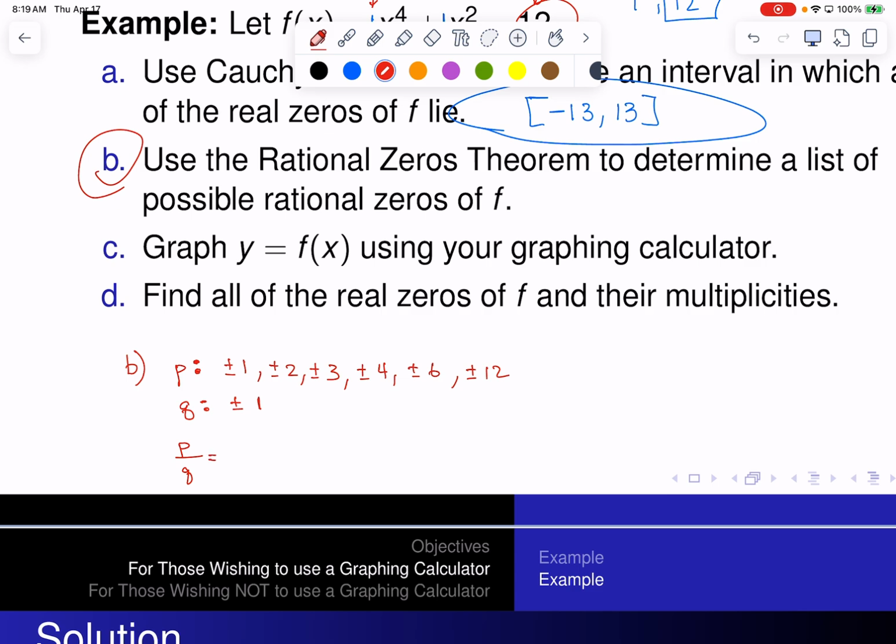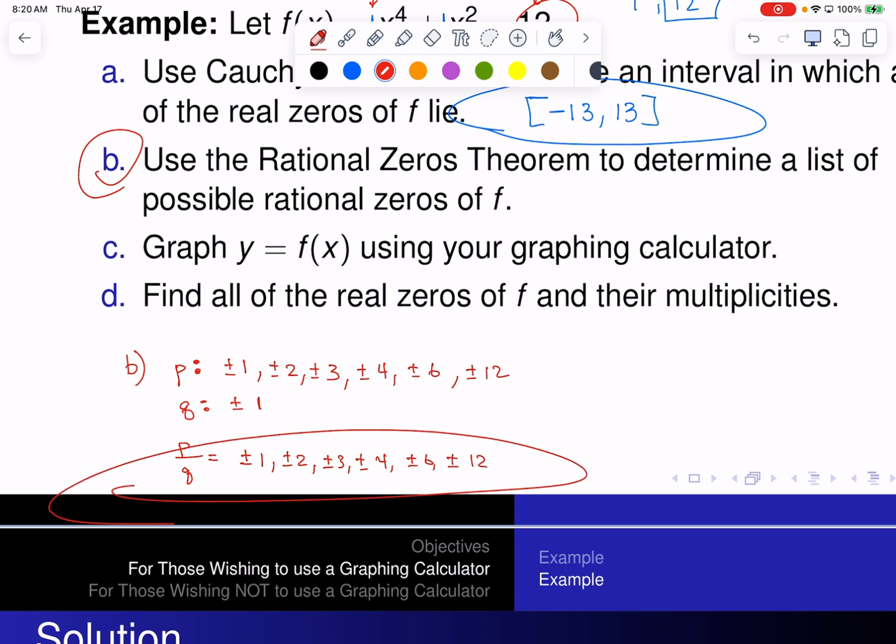So what's the P over Q's? It just ends up being all the P's, right? Does everybody agree? Yep. Because if I take all of these P's and divide them by 1, you're just going to get the same thing. So there's no additional ones. There's no fractions this time. Plus or minus 1, plus or minus 2, plus or minus 3, plus or minus 4, plus or minus 6, plus or minus 12 is all the P over Q's. That's your rational root theorem. Those are all the possible rational real solutions.